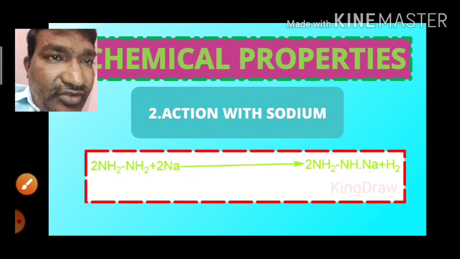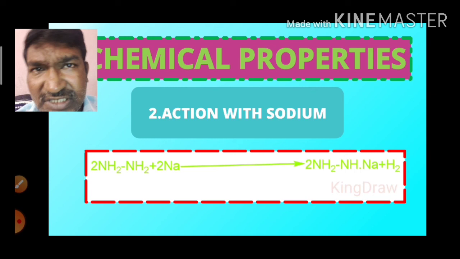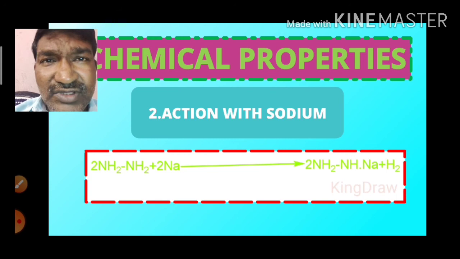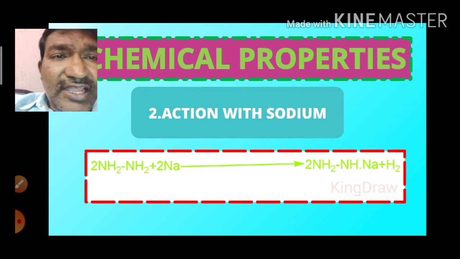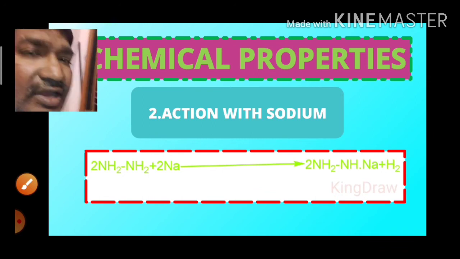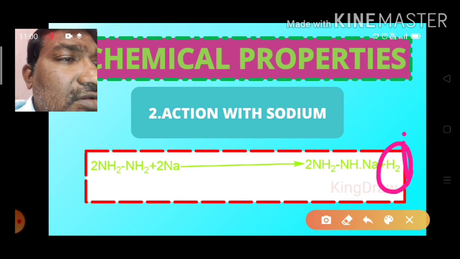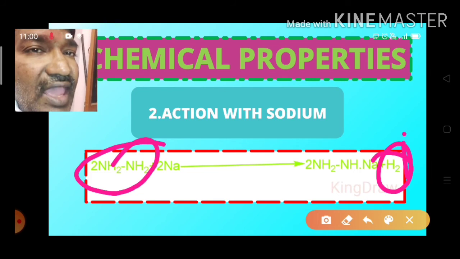Next we move on to the action with sodium. We know very well that sodium is a very active metal, and any substance that reacts with metals and releases hydrogen gas is considered an acid. So here hydrazine in a similar way is reacting with sodium metal and releasing hydrogen gas. Look here, we are observing the release of hydrogen gas. So that's why we can say that hydrazine is an acid.